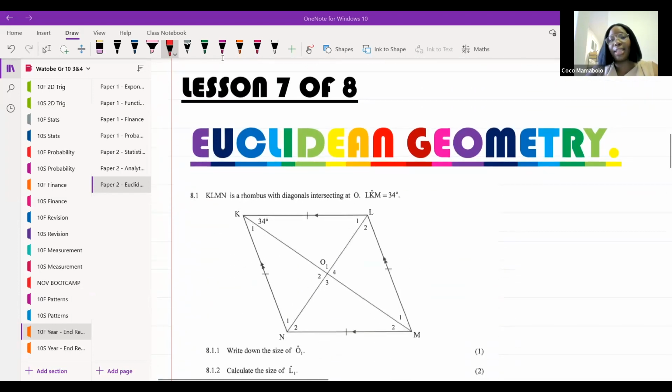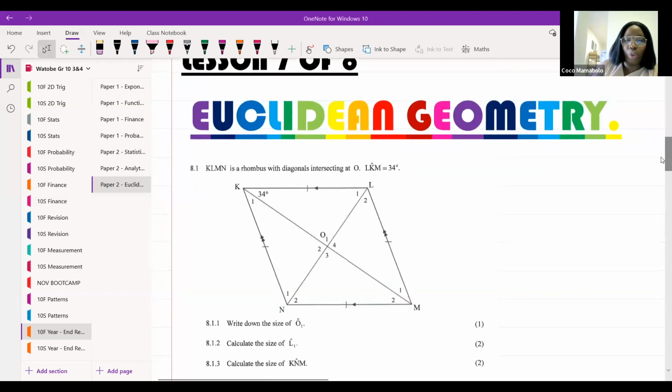All right, it says here, KLMN is a rhombus. So we're going to stop right there. Everybody, tell me, pop your answers in the chat. If you want to raise your hand too, I'm happy to have you raise your hand. Remind me, what are the properties of a rhombus? Any property that you can think of.